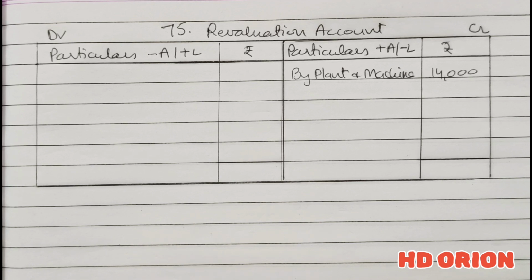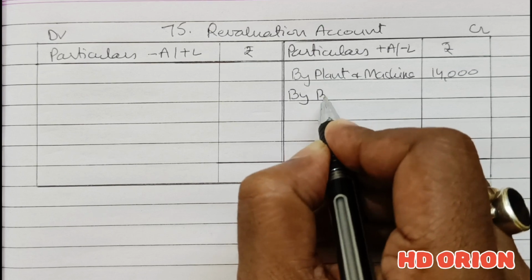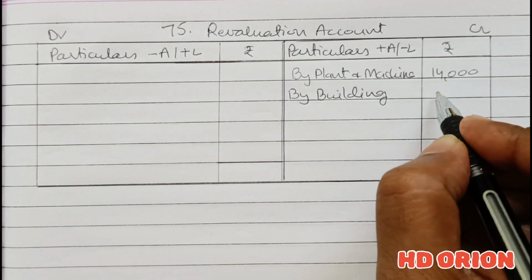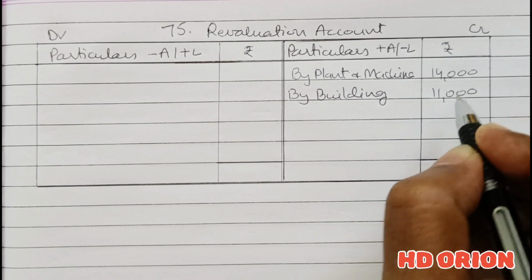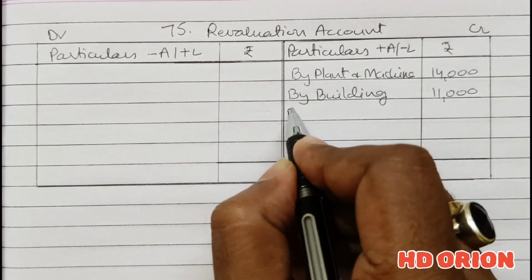Now building was to be brought up to rupees 1,09,000. So it is again increasing. So by building, and it is increasing by 11,000. From 98,000 it has increased to 1,09,000. Then all the debtors are good. It means we don't need provision for bad and doubtful debts. So we will cancel that.